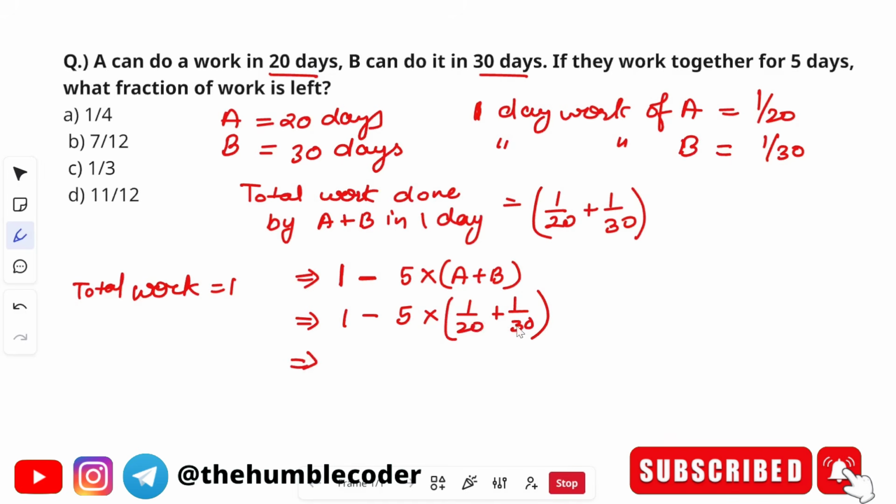So 1 by 20 and 1 by 30. What is the LCM for 20 and 30? It will be 60, because 60 is the least number that can be divided by 20 also, and that can be divided by 30 also.